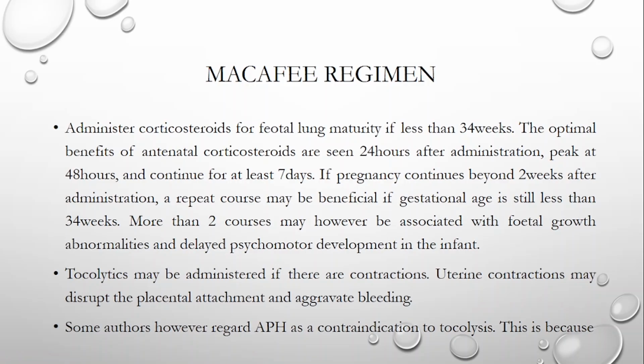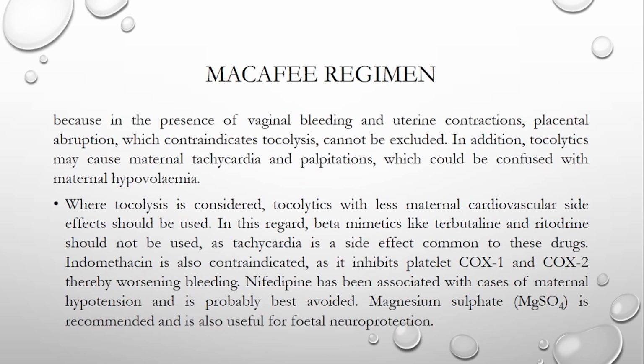But one has to be careful about the type of tocolysis given. This is because in the presence of vaginal bleeding and uterine contractions, placental abruption, which contraindicates tocolysis, cannot be excluded.